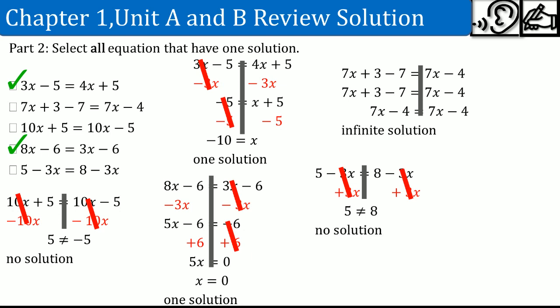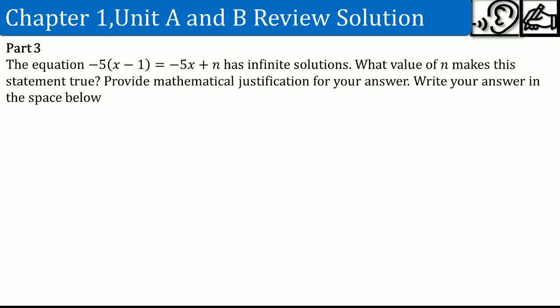So the only one that has one solution is the first one and the second to last. Here's the word for it as well. Okay, part 3. The equation negative 5 parentheses x minus 1 close parentheses equals negative 5x plus n has infinite solutions. What value of n makes this statement true? Provide mathematical justification for your answer. Write your answer in the space below.